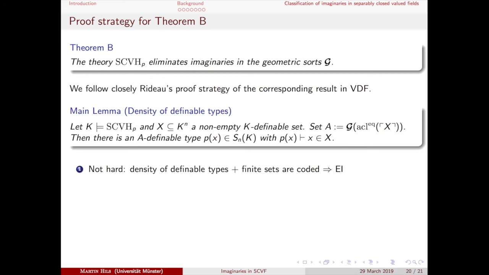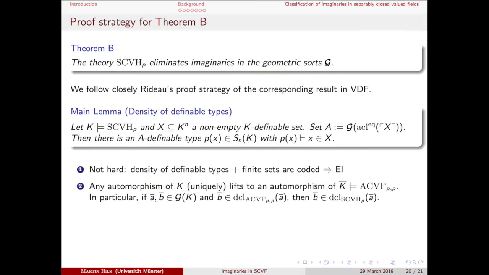You remember I showed in the beginning, I didn't show that all finite sets in fields are coded, but I did an example. You can believe that with symmetric functions you get only finite tuples. And here it's the same, but here we reduce it to ACVF.